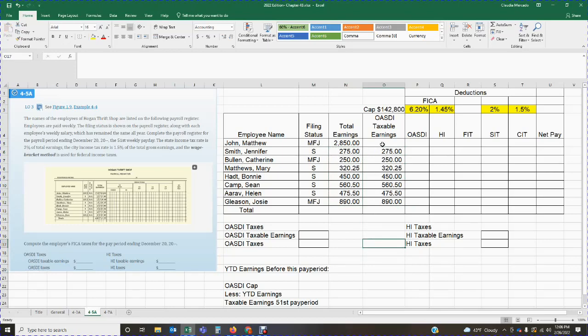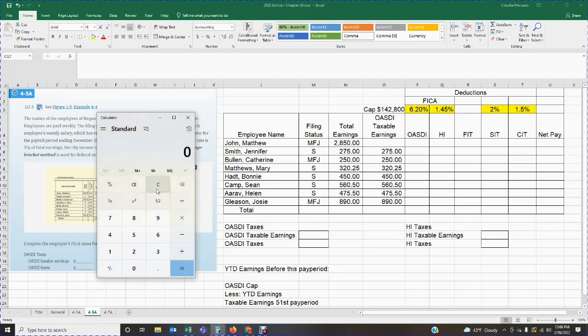Now, the million-dollar question: did Matthew make more money? Has Matthew gone over the cap? Well, let's look at that. Matthew earns $28.50 a week, and let's figure out how much Matthew made before this pay period. We're looking at the 50th pay period. As of the 50th pay period, Matthew had already earned $142,500. Matthew is super close to going over the cap.